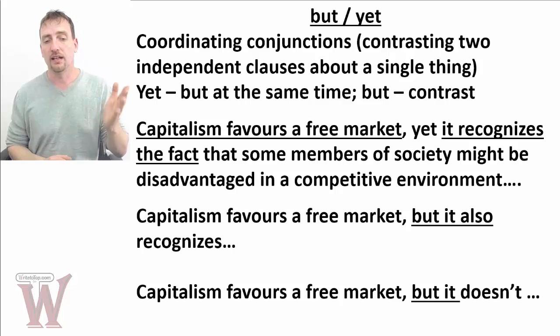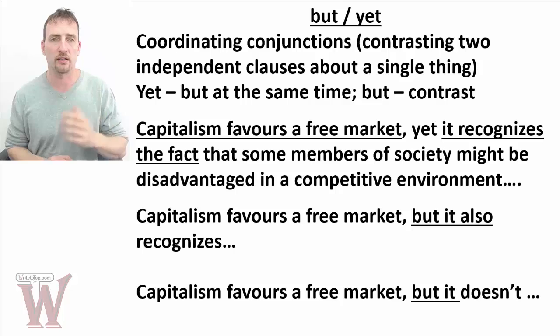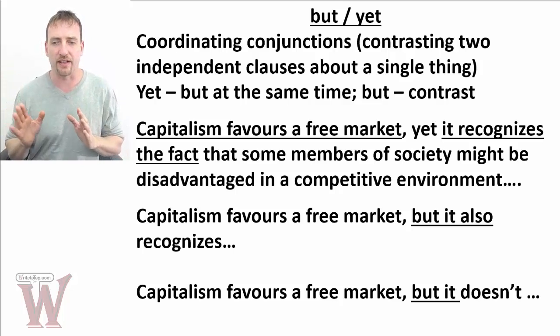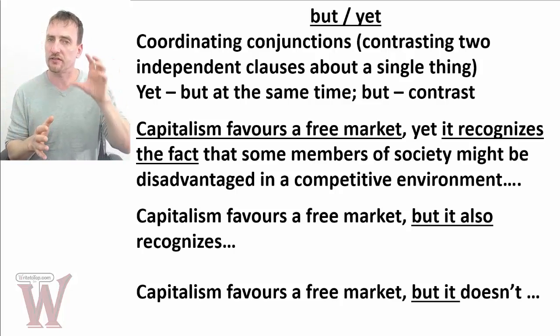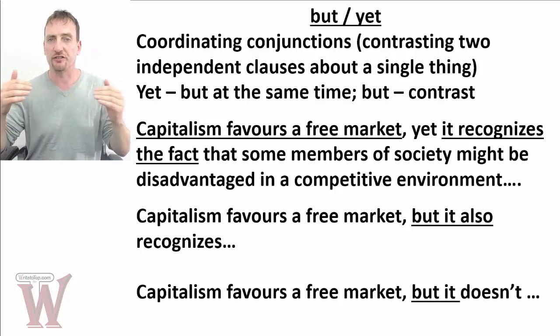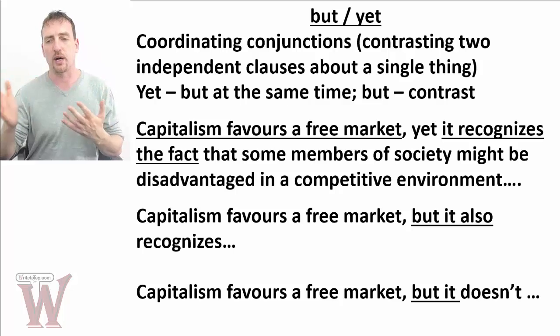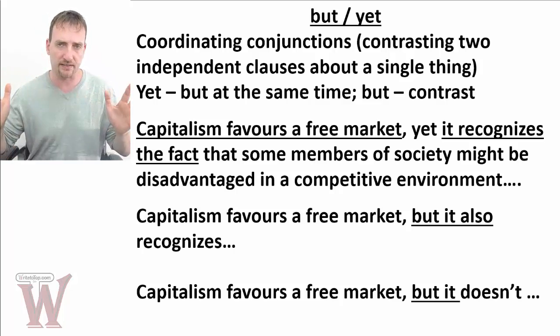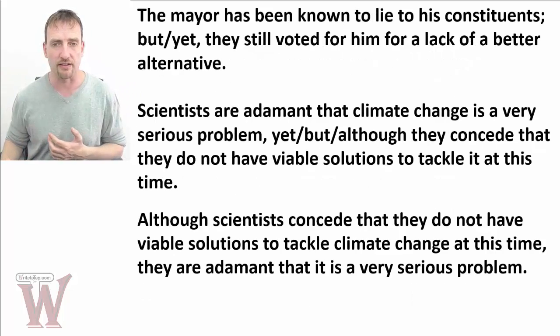On the other hand, capitalism favors a free market, but it doesn't want to do other things, for whatever the other thing is. Here I have a direct favors, positive verb. It doesn't, whatever, negative verb. So there's a direct contrast, and that's why I don't need the also. It's just a but by itself, direct contrast.